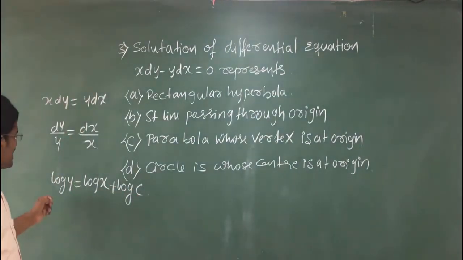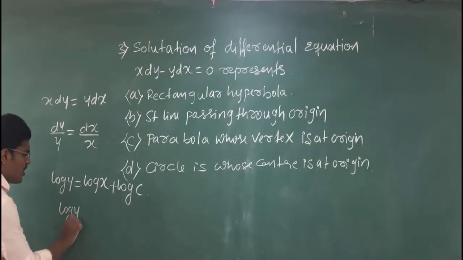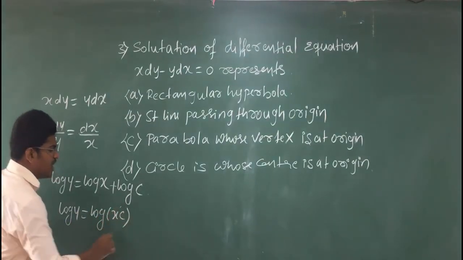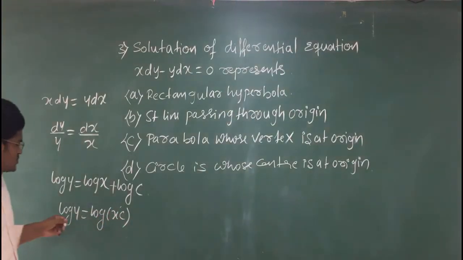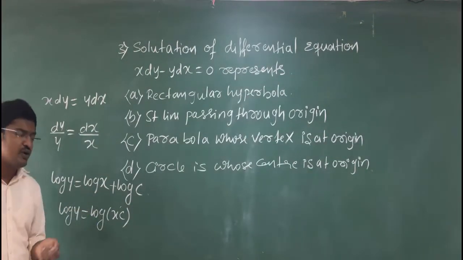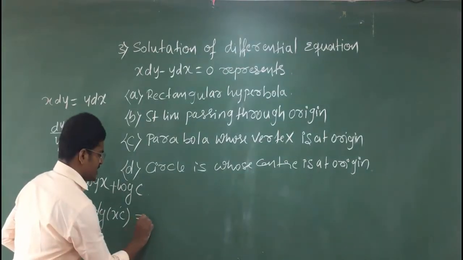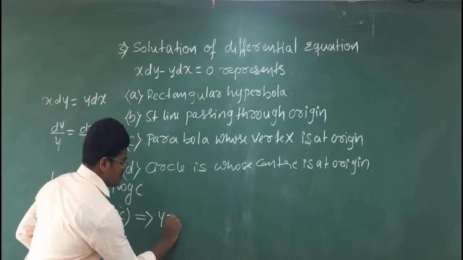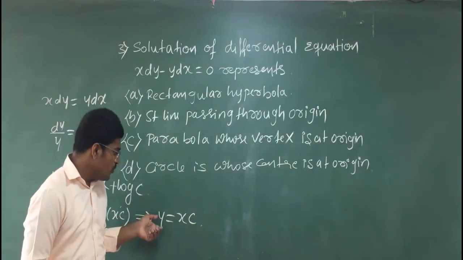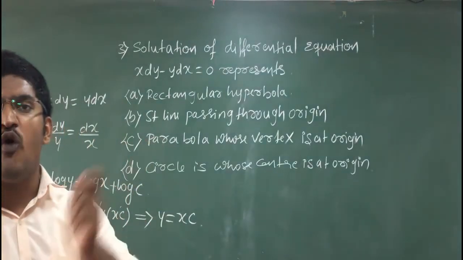I will write the constant term also as log c. So now you can apply the log properties and you can write it as log y equal to log of x into c. Clear? So by using this log property, log y will be equal to log of x into c. You cancel log and log. It implies y equal to x into c. So now you must know what y equal to xc is the geometrical meaning of.